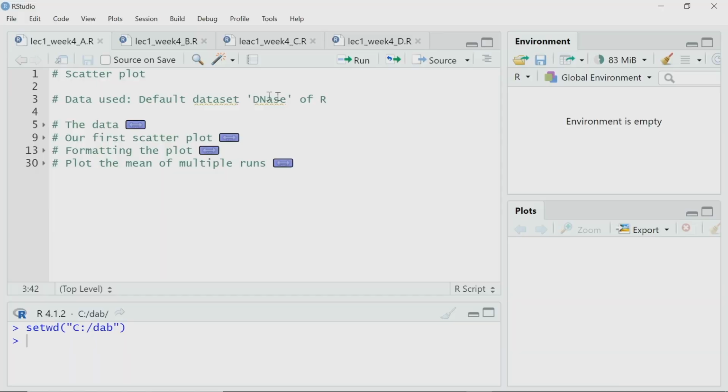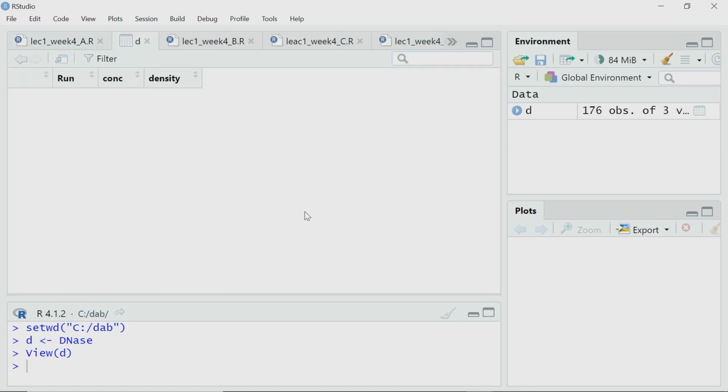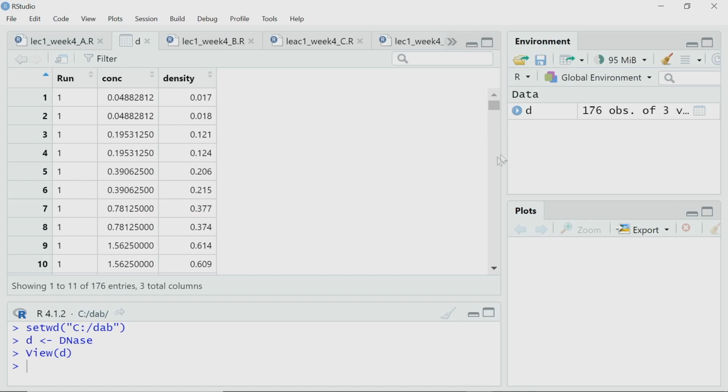Let me first read that data and then I will explain how the data has been arranged. This is a default data set, so I will store that in D. Let us open the D and see what we have. It has 176 observations. The first column is for run, the second column is for concentration and the third one is density, that is the absorbance or optical density actually.